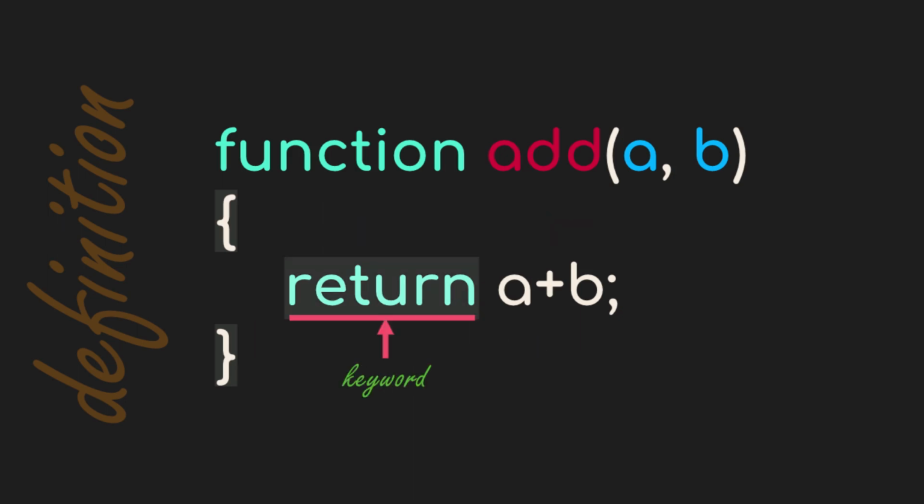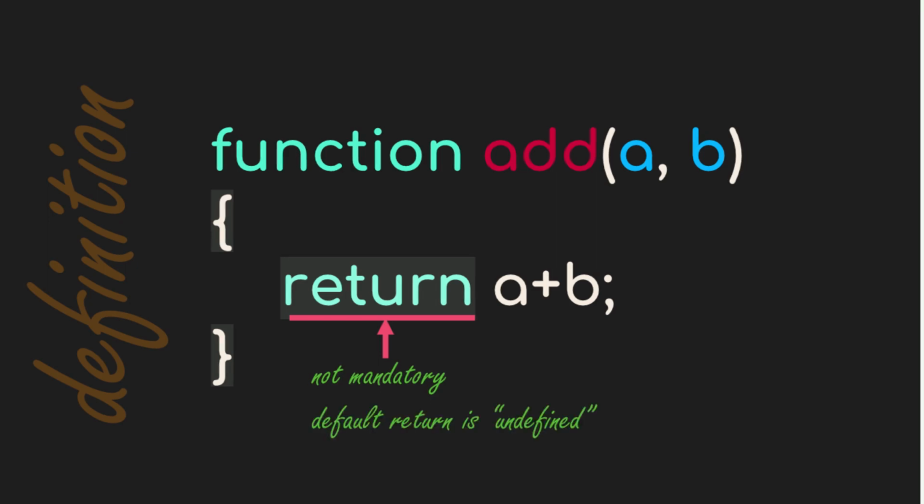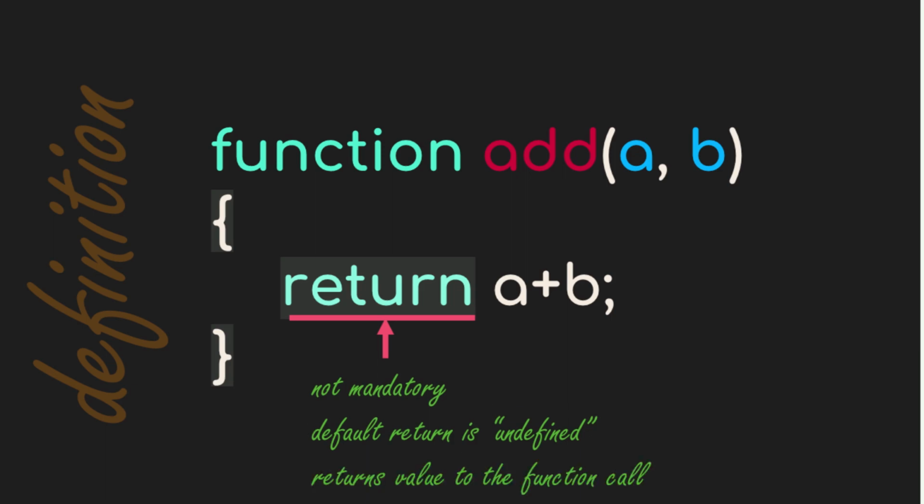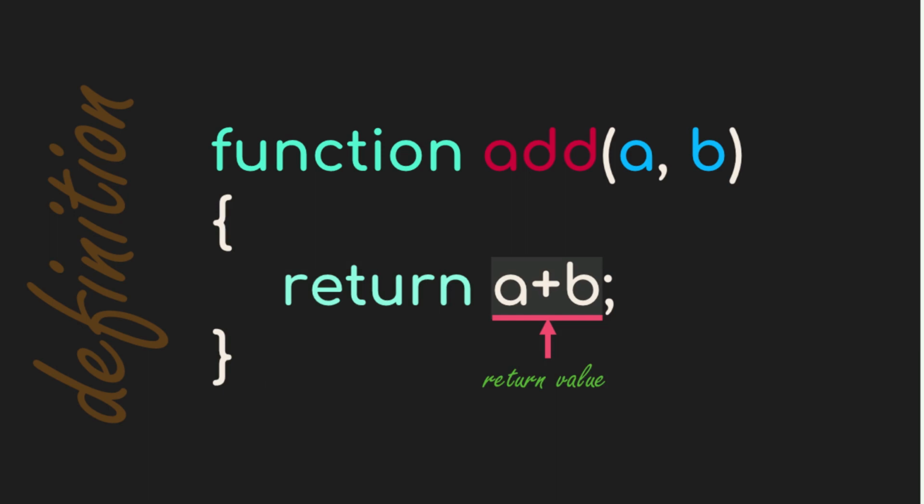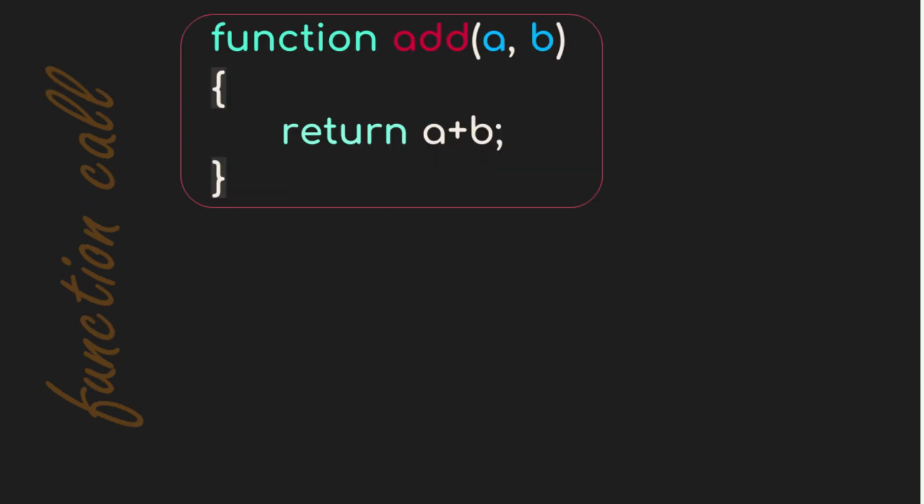Function can perform an action such as writing to the console or updating the document body. In addition, function can also return a value back to the caller using the return keyword. The return keyword is not mandatory to be included within the function body. If return is not added, then the default return type will be returned, which is undefined in most of the cases. Whenever the program execution encounters the return statement, the function will return a value back to the caller and the function will stop execution. The program resumes to execute the rest of the code. Finally, we have the value returned by the return statement, or the value returned by the function add, which is a plus b.